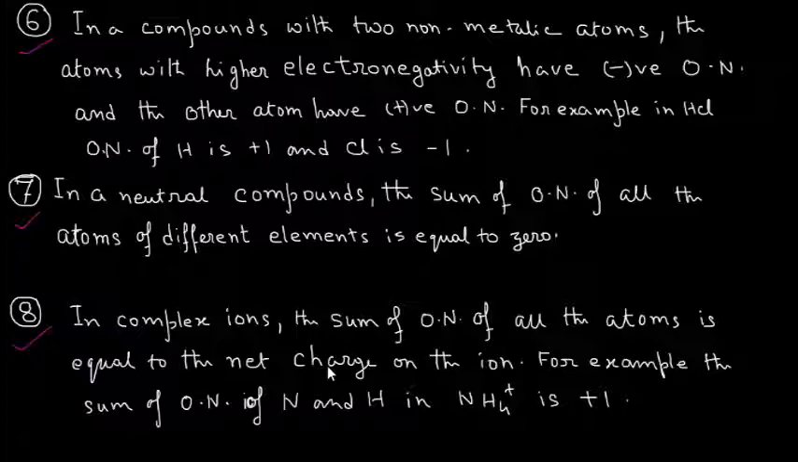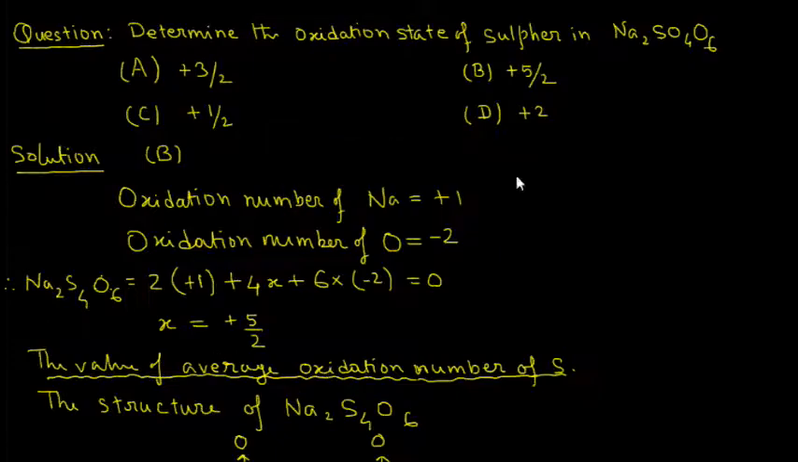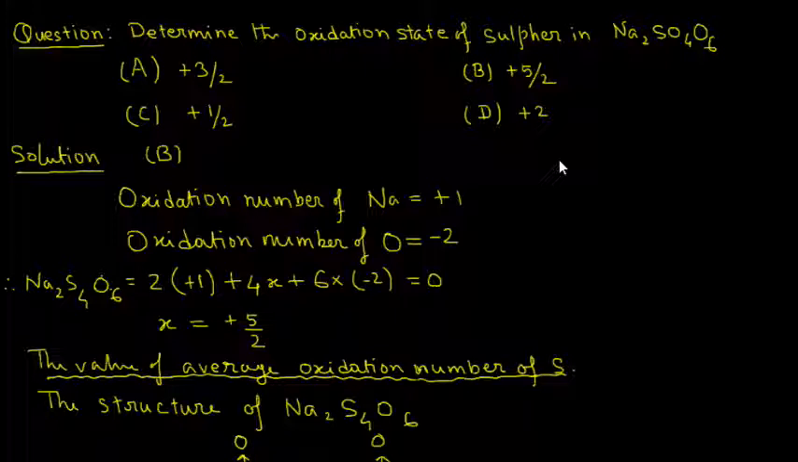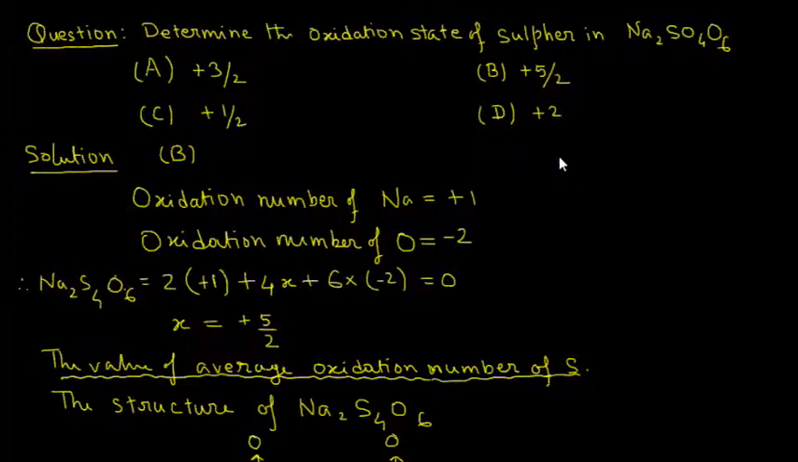Let us see a few examples of how to find the oxidation number of different elements in a given compound. In finding the oxidation state or oxidation number, these questions are a little difficult, for IIT, JEE, NEET and other competitive examinations. Let us see the first question.